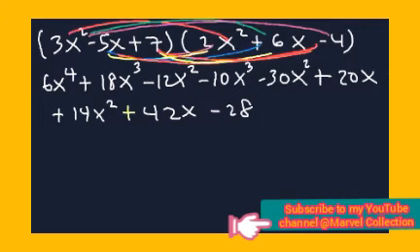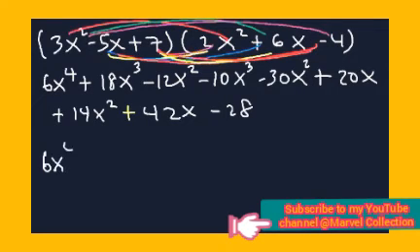So I'm just going to take a minute and double check everything, make sure I didn't miss anything. So I believe everything is correct up to this point. As you can see, we have 9 terms at this point. Now let's go ahead and combine like terms.